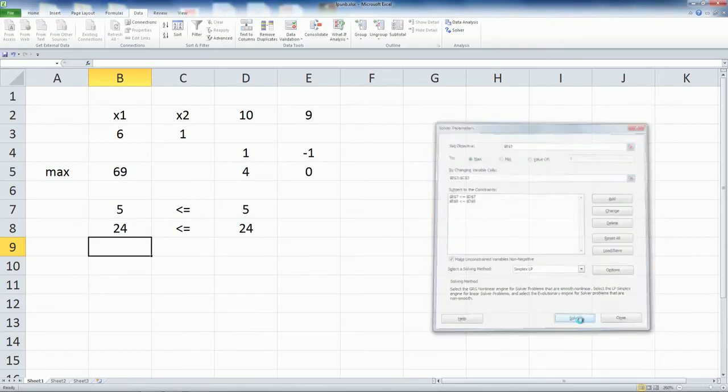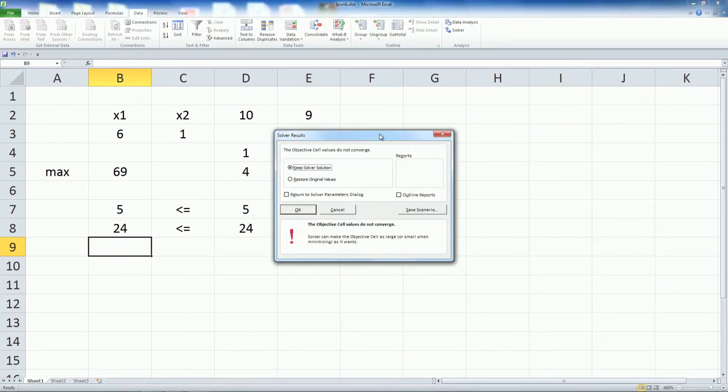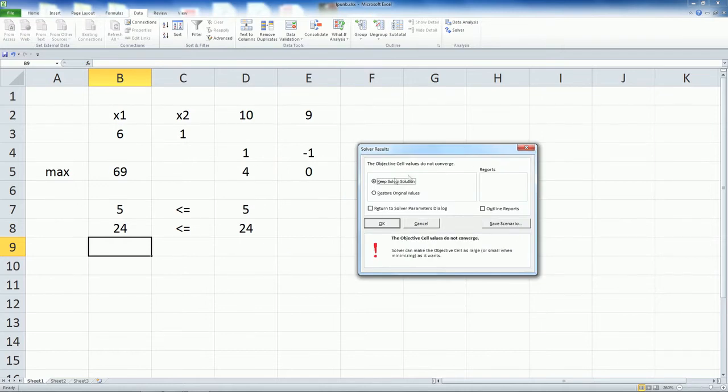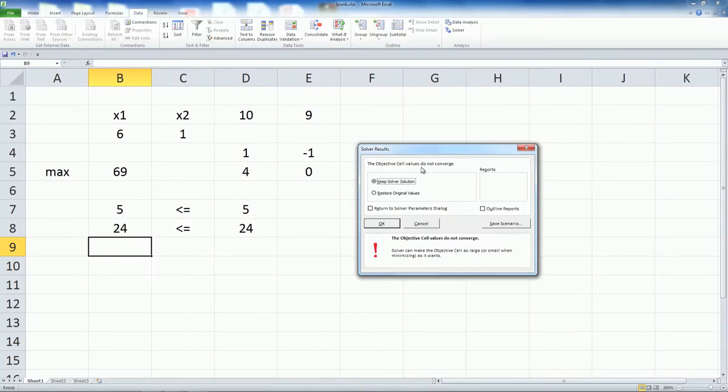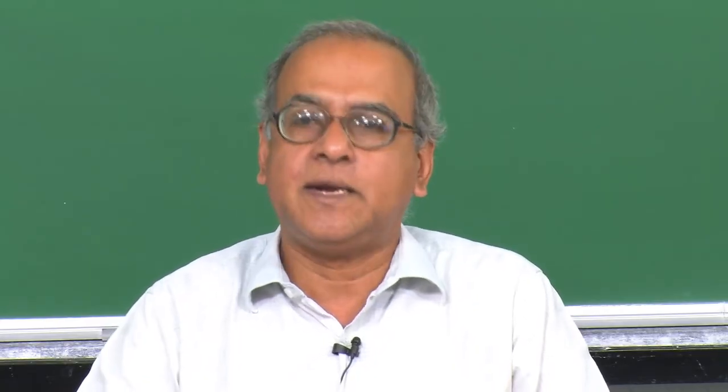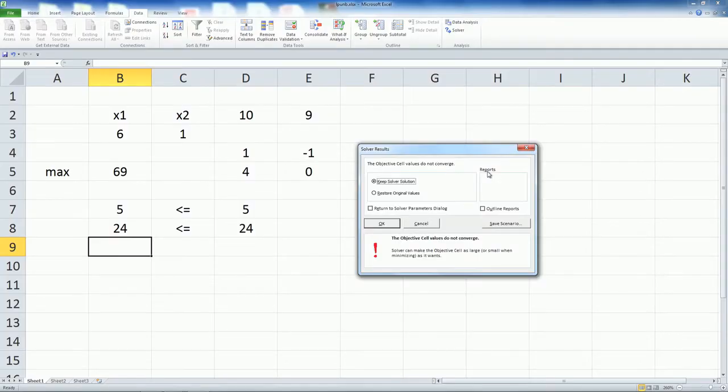When we solve this problem, you will realize that in this box you read a message which says the objective cell values do not converge. It has not given a solution. When you get a message saying the objective cell values do not converge, it means that the problem is unbounded. So unboundedness is indicated by this message which says the objective cell values do not converge.